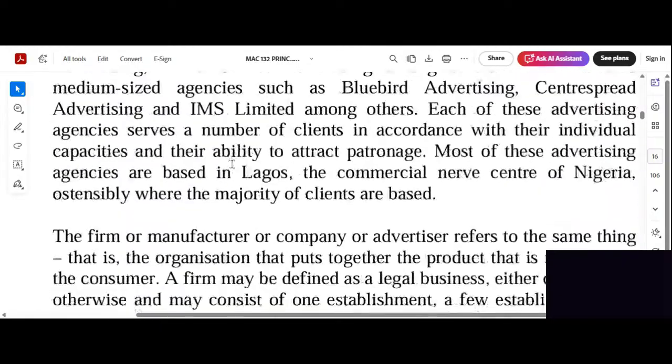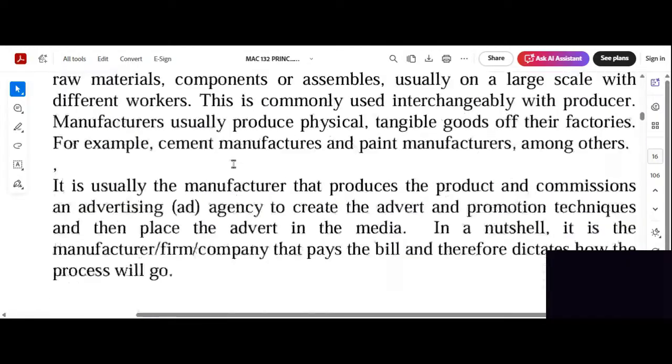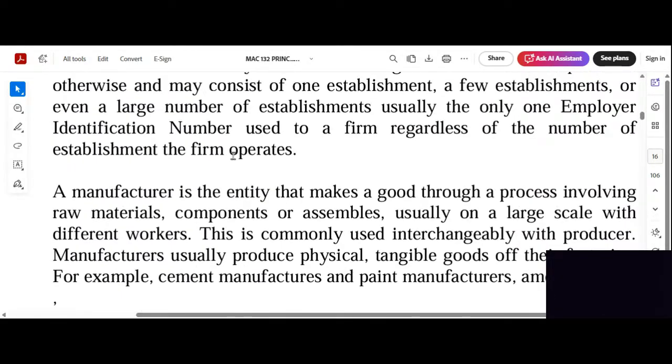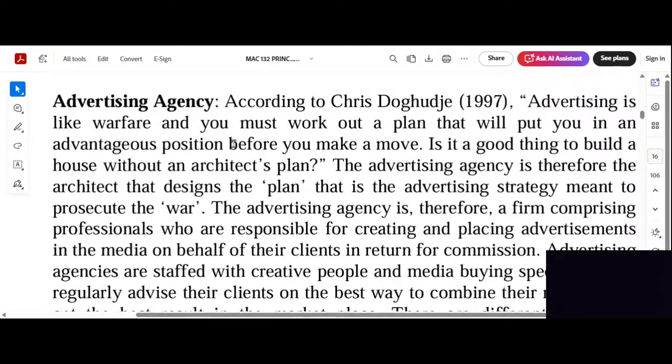I think this is where we will hang the boots tonight, because the next thing we're going into is advertising agency. It's really a very bulky one, and we don't have time again for this class. We are meant to go into the next class as soon as possible. So let's stop it here tonight.